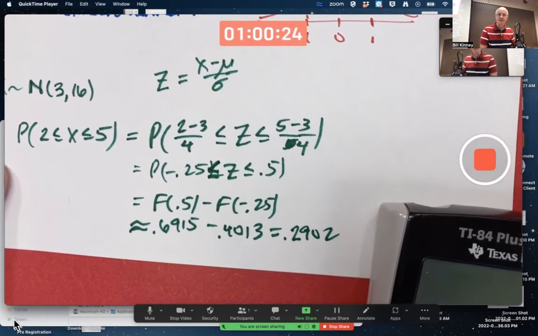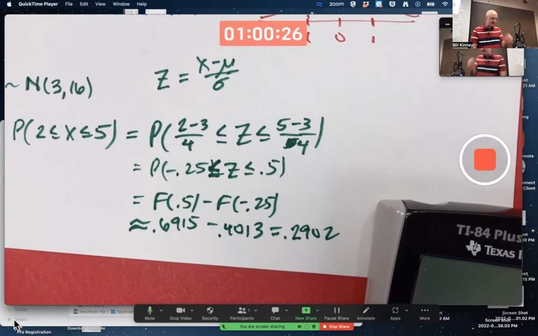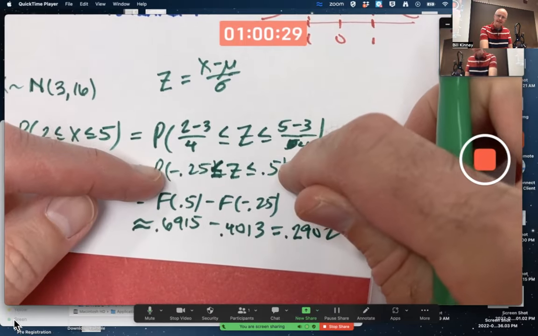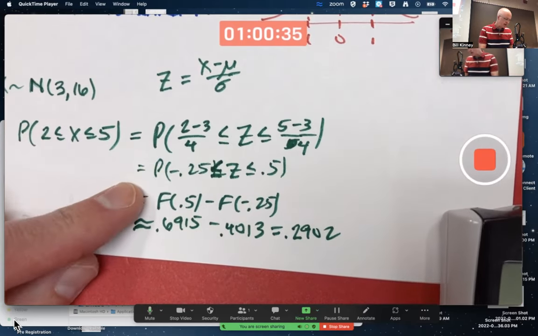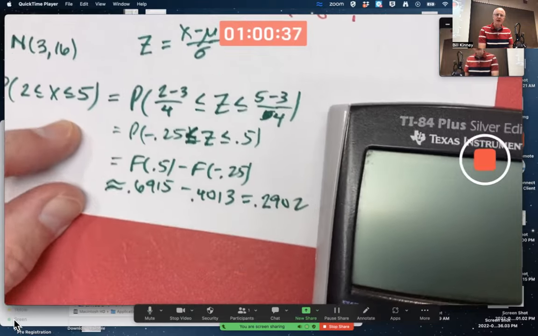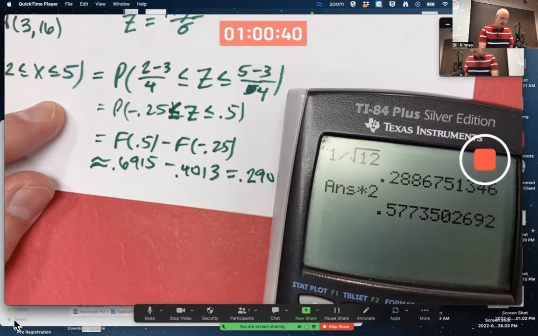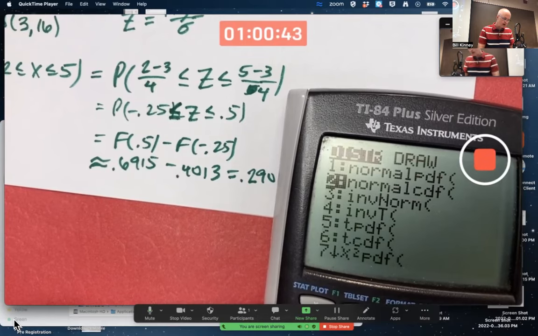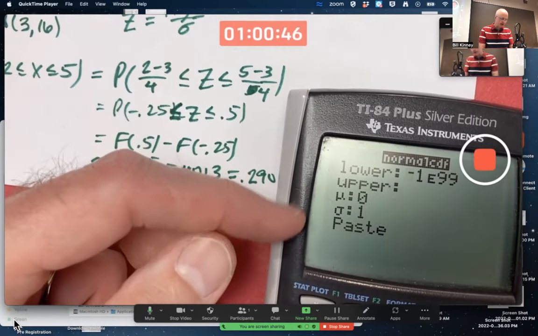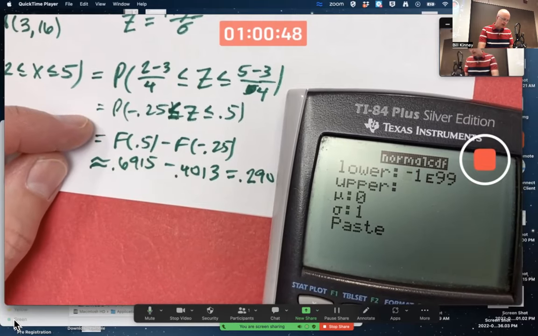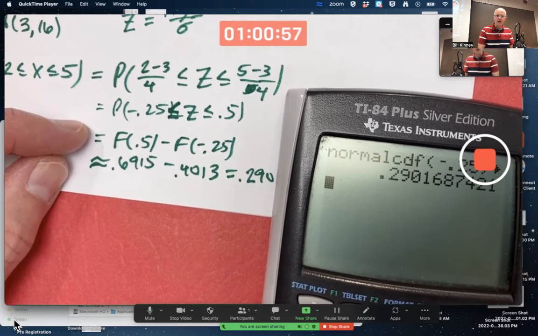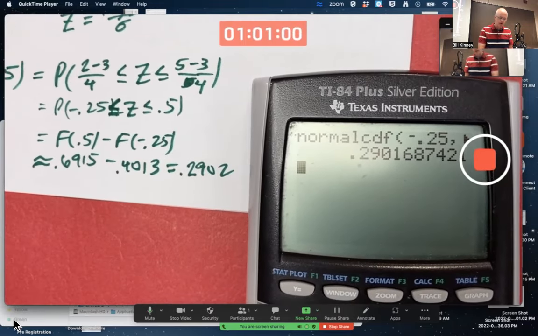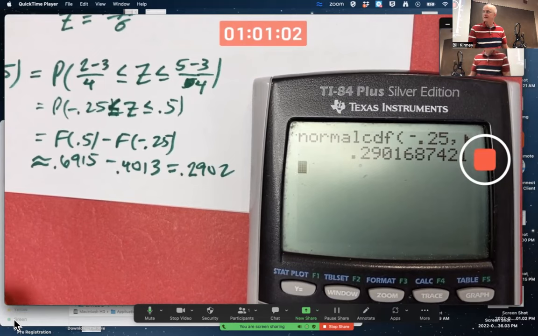Is it right? Well, it's an approximation. It's possible, especially if the numbers that are here and here are not so nice, or you're approximating those, that you get something different than your calculator gives you. But these are nice numbers, so I think this is going to be what our calculator gives us. And you could do it in two ways. You could use a standard normal, which is what the calculator is set to by default, and make your lower negative 0.25 and your upper 0.5. 0.2902. Yep.